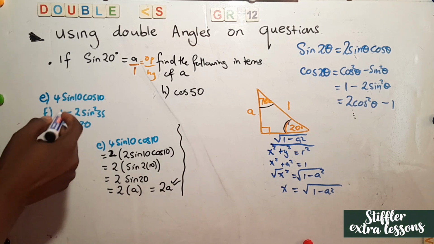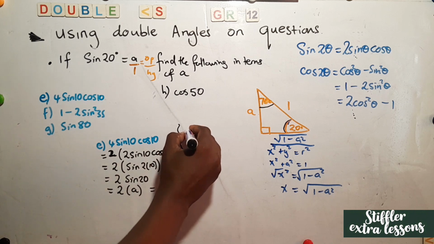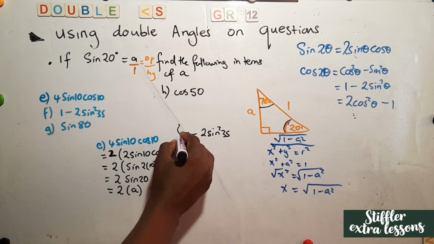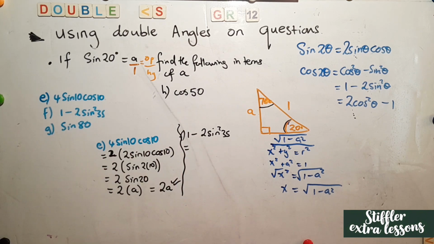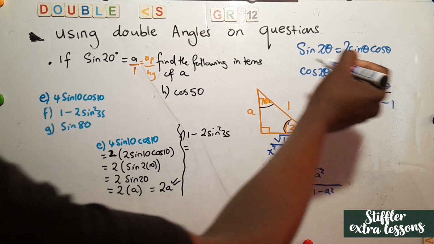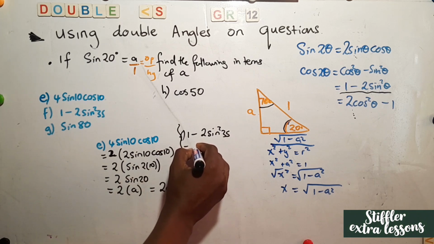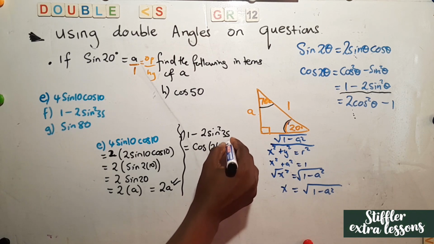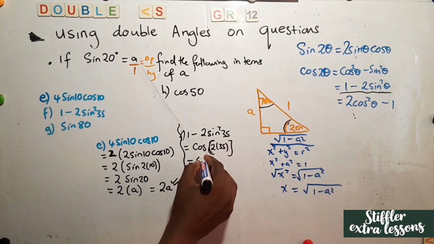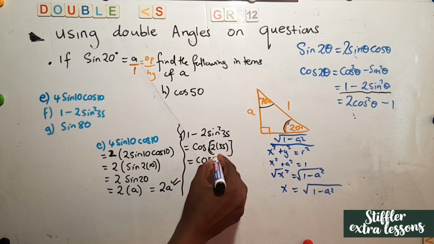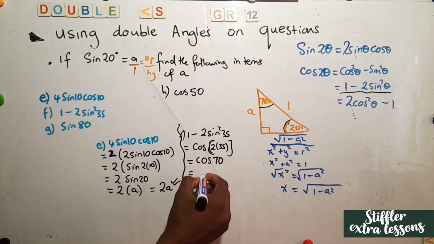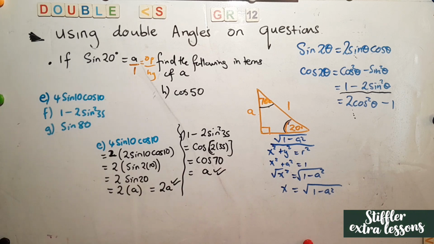So now let's move to this one, number F. So number F is saying 1 minus 2 sine squared 35. So how do we deal with this one now? We can clearly see that this is a double angle of cos, right? So it is saying 35. So this is equivalent to cos of 2 multiplied by 35. So this is cos of 70, like that. So what is cos of 70? When you add cos, it is adjacent over hypotenuse, so that's just a, like that.